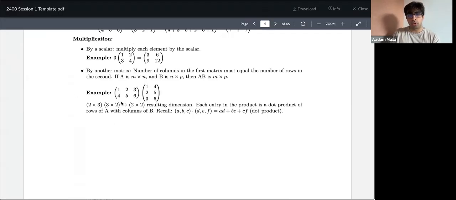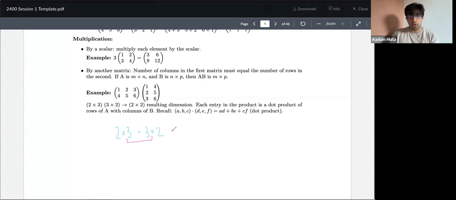The way it works is if you're multiplying two matrices, here we're multiplying a 2 by 3 matrix multiplied with a 3 by 2 matrix. The only way for matrix multiplication to work is if these dimensions align. So the number of columns in the first matrix must equal the number of rows in the second matrix.